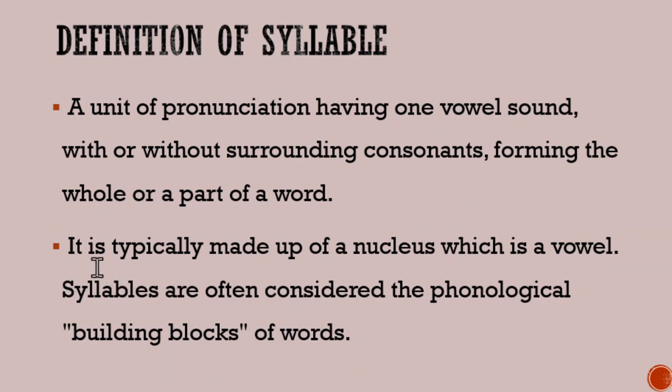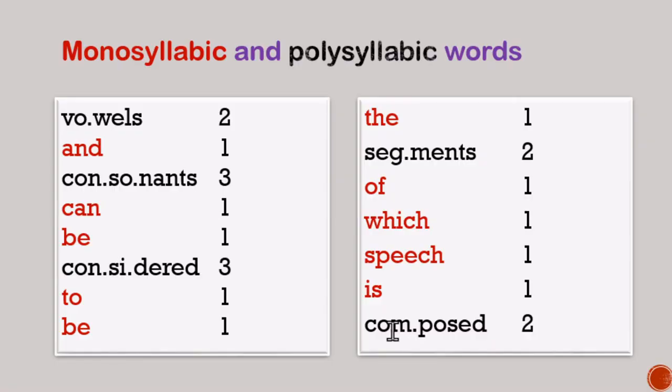A syllable is typically made up of a nucleus, which is a vowel. So the vowel in a syllable forms its nucleus. Syllables are often considered the phonological building blocks of words. So now we have understood what a syllable is.